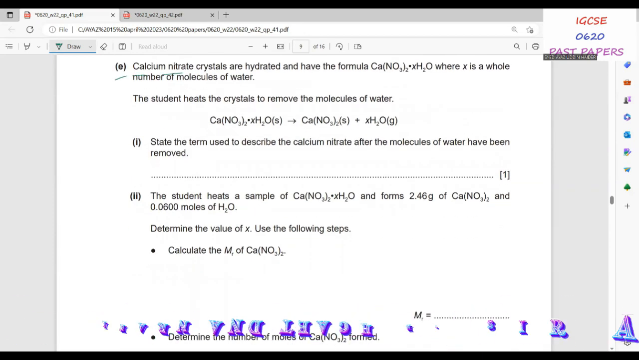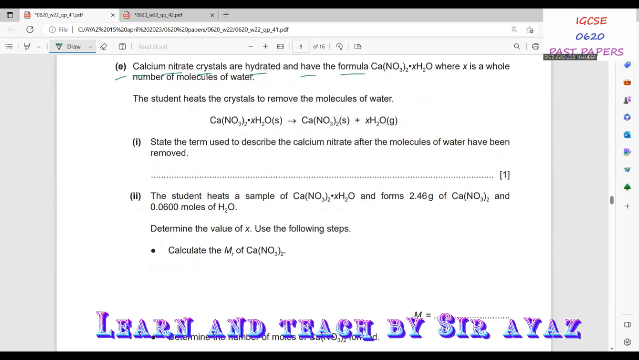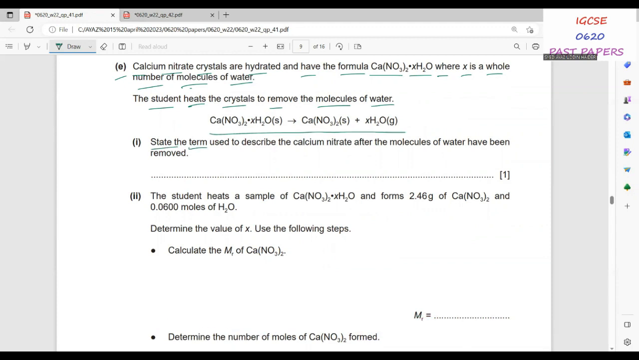E. Calcium nitrate crystals are hydrated and have the formula Ca(NO3)2·XH2O, where X is a whole number of molecules of water. The student heats the crystals to remove the molecules of water. This is the equation for this reaction. State the term used to describe the calcium nitrate after the molecules of water have been removed. We call it anhydrous.